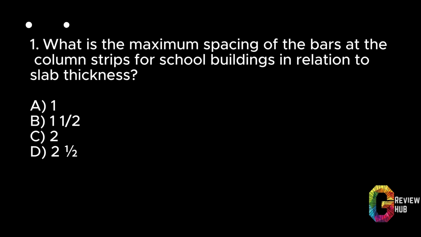Let's get started. 1. What is the maximum spacing of the bars at the column strips for school buildings in relation to slab thickness? A. 1. B. 1.5. C. 2. D. 2.5. Answer: B. 1.5.